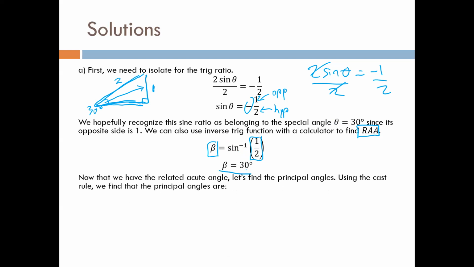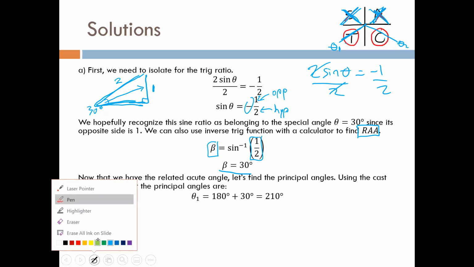Now that we know what our related acute angle is, we can easily find our principal angle. Let's start with the CAST rule here. According to the CAST rule, the sine ratio is positive in the first and the second quadrant, but because we're told that the sine ratio is negative, we eliminate these two options. It can't be in the first or second quadrant because the sine ratio is positive there. So by default, it has to be in the third and fourth quadrant, because the y coordinate there is negative, and remember, the sine ratio looks at the y coordinate. So that means that my two principal angles are going to be right here. Here's my first principal angle, and here's my second principal angle.